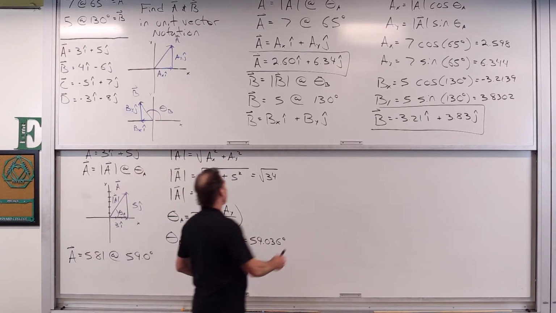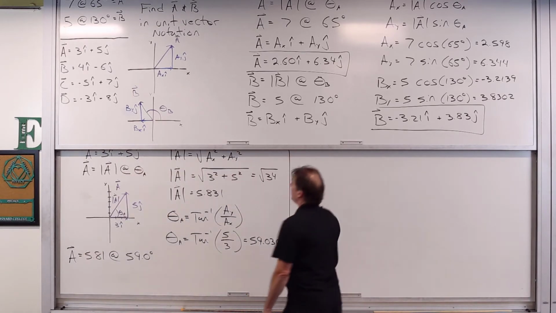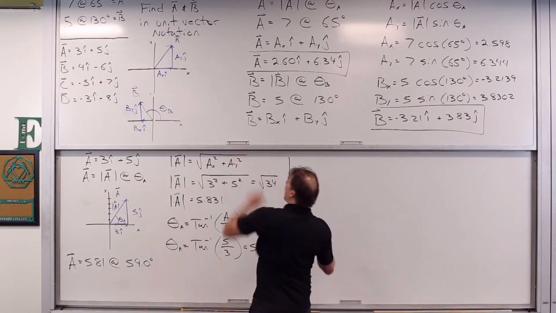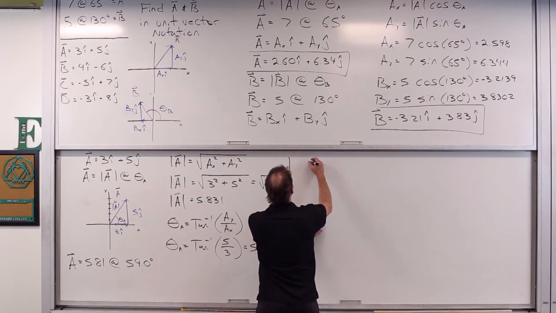All right. Let's do it again. Let's do it with this vector B hat. So B hat is 4 i hat minus 6 j hat.